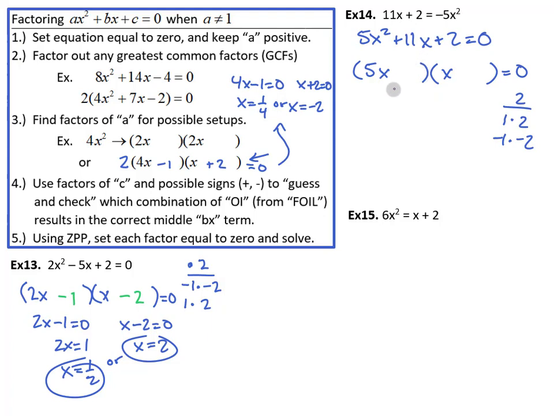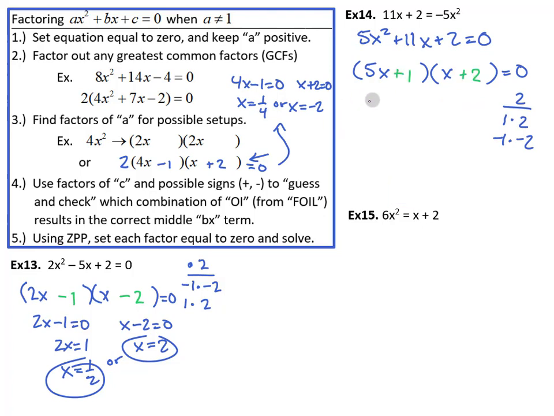So see if you can figure out where to put the 1, where to put the 2, and if they're both positive or both negative. So that, remember, my outer terms and my inner two terms, when we multiply them, should add up to 11x. So try that now. Pause the video.